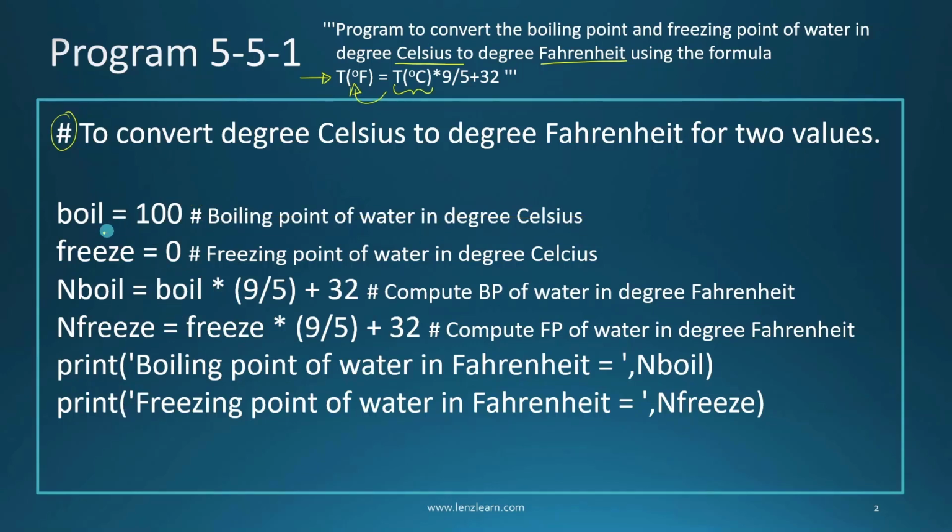So now let me explain how it works. In this program, we are trying to convert only two temperature values in Celsius to Fahrenheit. We are trying to convert 100 degrees Celsius to Fahrenheit and 0 degrees Celsius to Fahrenheit. So first I will store 100 in a variable called boil. Now the value of this variable boil is 100. After that, I will copy 0 to another variable called freeze. So I'll write freeze over here and the value stored inside it is 0.